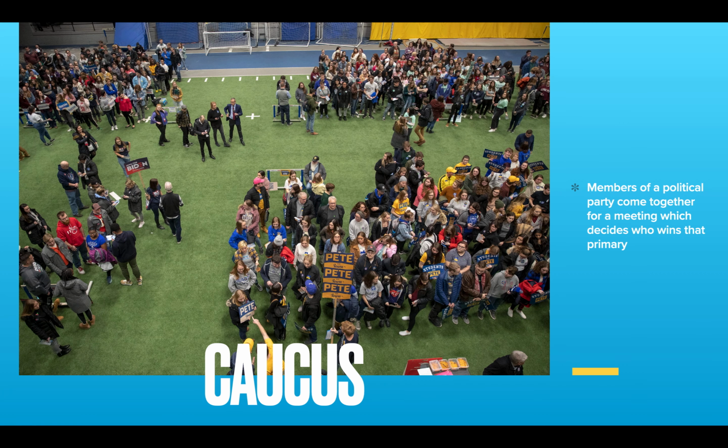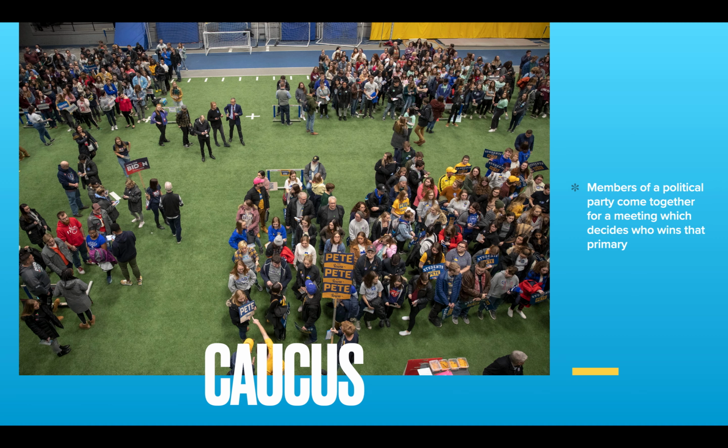So now we'll be talking about caucuses. Iowa has the Iowa caucus, and it's the first state to have their primaries in the election season. So members of a political party come together for a meeting to decide and vote on who will win the primary. So instead of going to a voting location, getting a ballot, filling it out, and turning it in, you instead go to usually a very large location and you have a big meeting. You discuss all of the candidates and pros and cons of each, and then you go to different sections of the room, and that represents your vote.